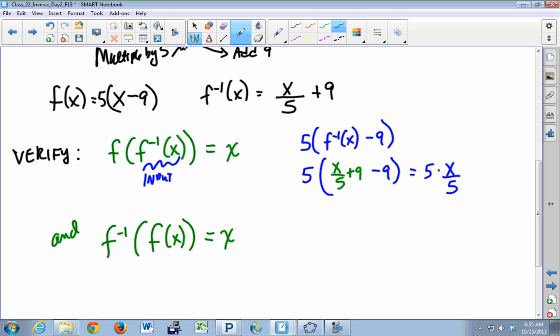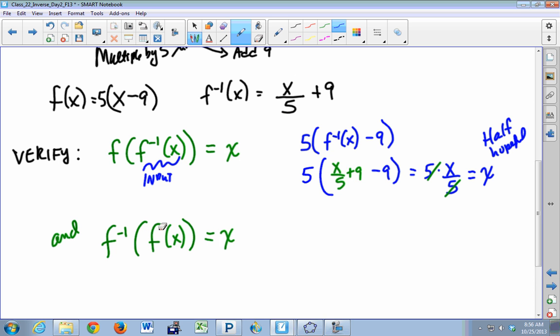And we know that 5 divided by 5 gives me the number 1. So that brings me back to x. So now you're half hopeful that these truly are indeed inverse functions. But you have to compose it the other way. So you've done that composition, and now you have to start with f of x as your inside function and put that into your inverse function. So your inverse function says, no matter what you give me, I'm going to divide it by 5 and add 9.